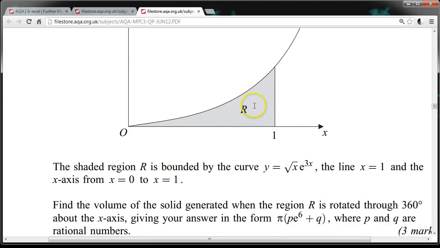The shaded region R is bounded by the curve, the line x equals 1, and the x-axis from x equals 0 to x equals 1. Find the volume of the solid generated when the region R is rotated through 360 degrees about the x-axis, giving your answer in the form pi p e to the 6 plus q, where p and q are rational numbers.